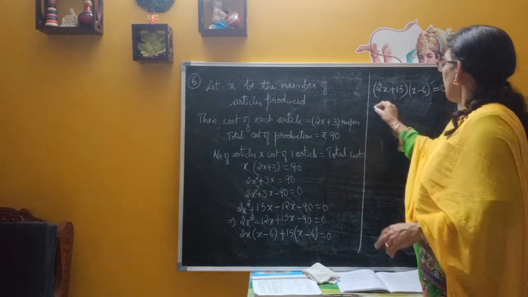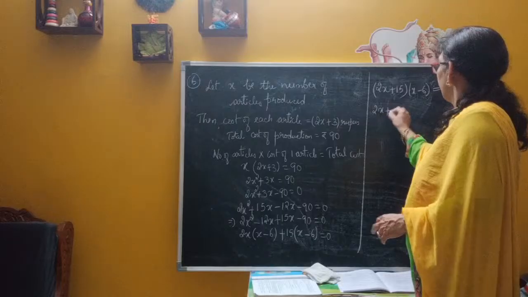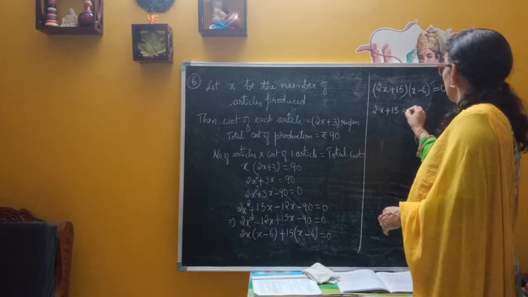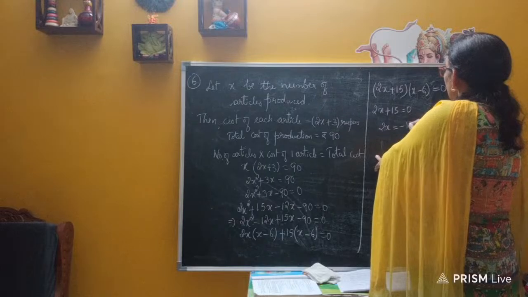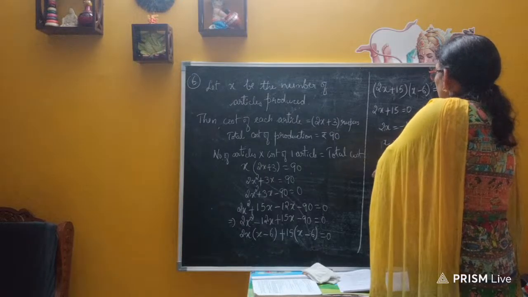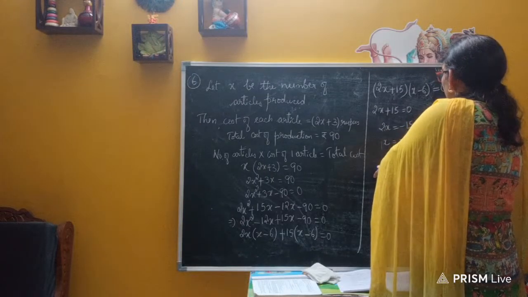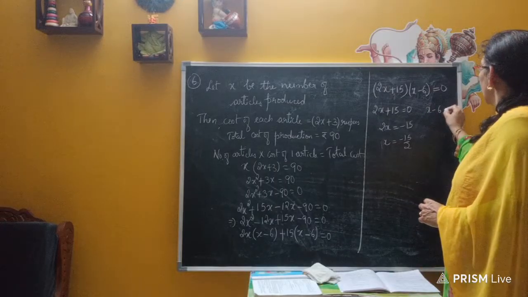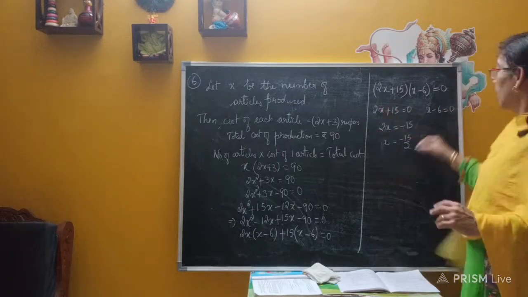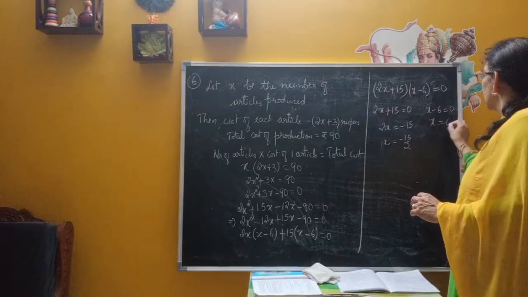Let us use the zero product rule. It is 2x plus 15 is equal to 0. So 2x is equal to minus 15 and x is equal to minus 15 by 2. Another one here, x minus 6 is equal to 0 and x is equal to 6.